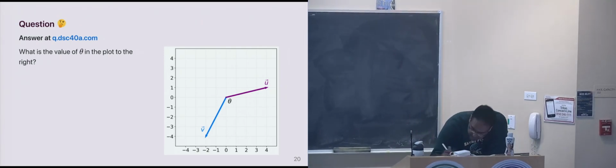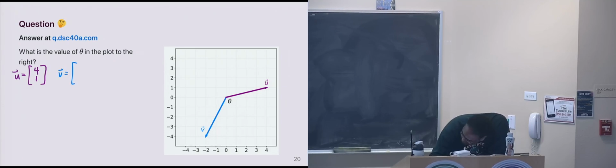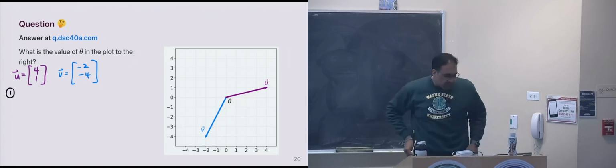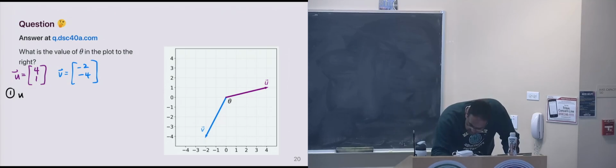Same principle as the last slide. U is the vector 4, 1, and V is the vector -2, -4. The key idea here is to equate the two versions of the dot product. Same thing we did on the last slide, which is, say, U dot V, just to expose you to it again, I'm going to write it as U transpose V.